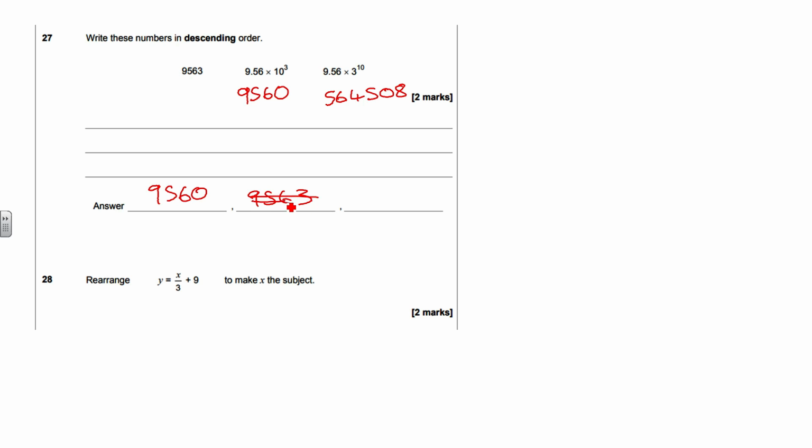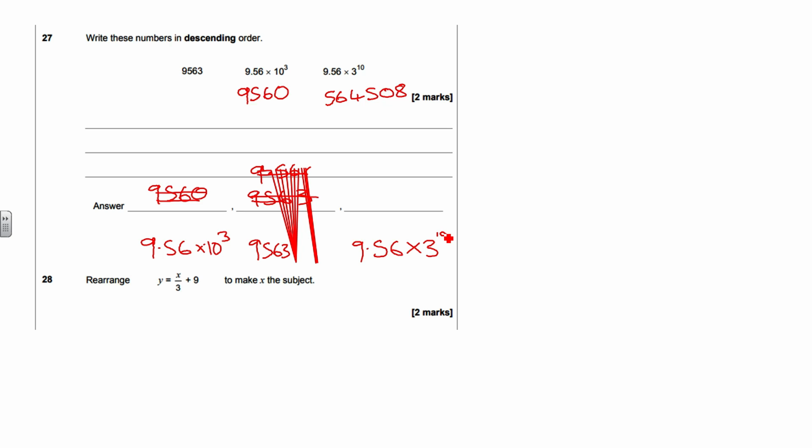Oh, actually, I should probably put that as 9.56. What's happened there? This one should be 9.56 times 10 to the 3. Let's give it in the form that we've been given it. This will be 9,563, and then this one would be 9.56 times 3 to the 10.